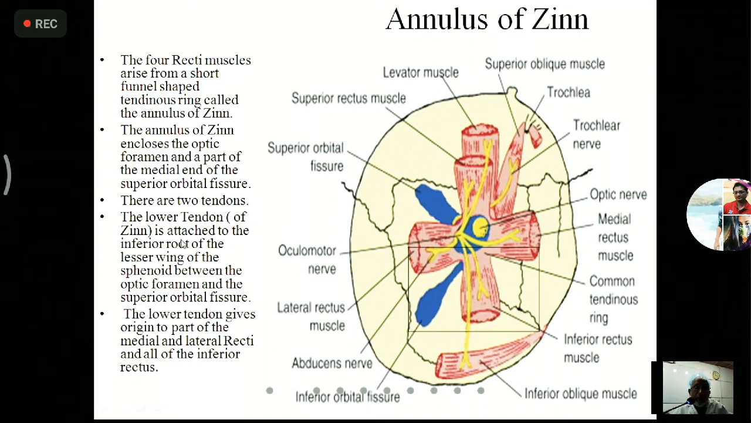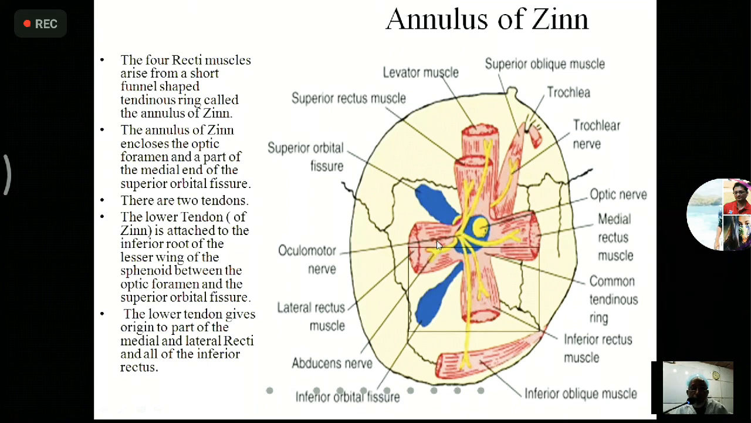There are two tendons. The lower tendon of Zinn, I said where it lies, and the lower tendon gives the origin of part of the medial and lateral rectus. Part of the medial rectus and lateral rectus, and the whole of the inferior rectus.